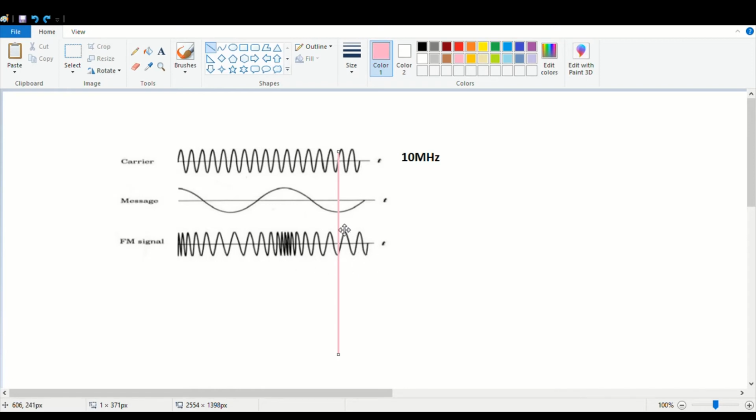Now as I move this line a little more ahead, you see that as compared to the previous condition of the negative peak, the amplitude is slightly lesser when compared to the maximum negative peak amplitude. So that means the frequency of the FM signal will be slightly greater than what it was at the negative peak. So like this, depending on the variation in the amplitude of the message signal, there will be variation in the frequency of the FM signal.